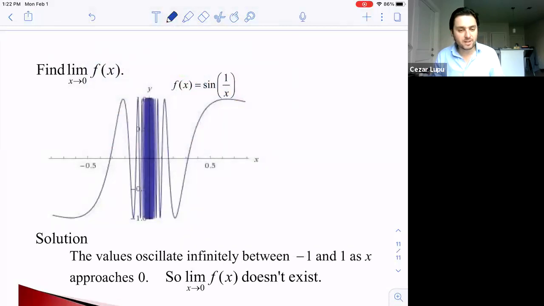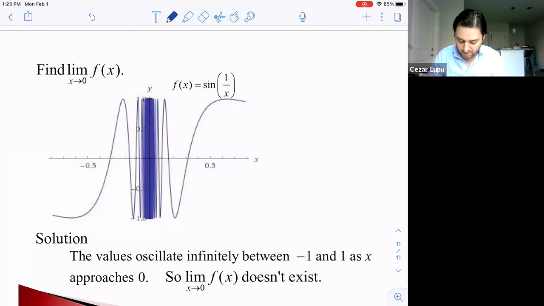You see, it oscillates a lot. As x approaches the origin, as x approaches 0, this function oscillates like crazy. It oscillates between -1 and 1 as x approaches 0. So it goes up, down, up, down, up, down. There is no value around which it settles. It goes all the way from -1 to 1, -1 to 1, -1 to 1, and so on.